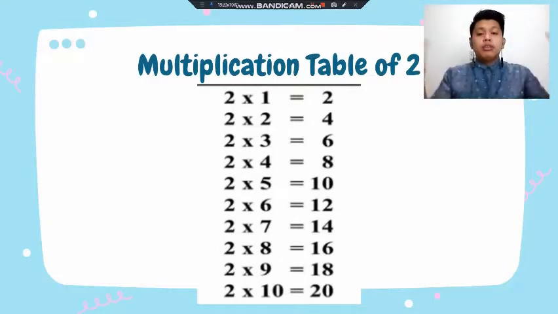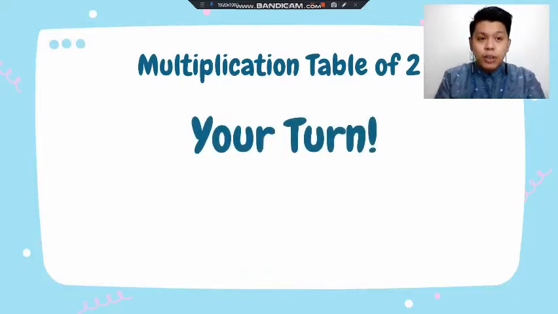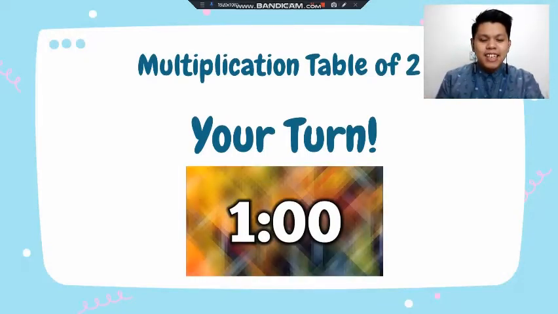2 times 1, 2. 2 times 2, 4. 2 times 3, 6. 2 times 4, 8. 2 times 5, 10. 2 times 6, 12. 2 times 7, 14. 2 times 8, 16. 2 times 9, 18. 2 times 10, 20. Now it's your turn. I'll give you 1 minute to try and finish the multiplication table of 2 during our beat. 1 minute starts now.